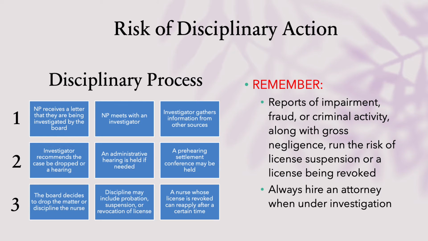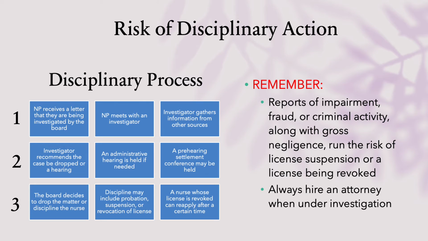I've also included here the disciplinary process. There are 9 main steps that occur when a nurse practitioner is under investigation. The NP receives a letter that they are being investigated by the Board of Nursing. The NP then meets with an investigator. The investigator gathers information first from the nurse practitioner, and then from other sources like coworkers or cohorts. The investigator recommends the case either be dropped or moved to a hearing.